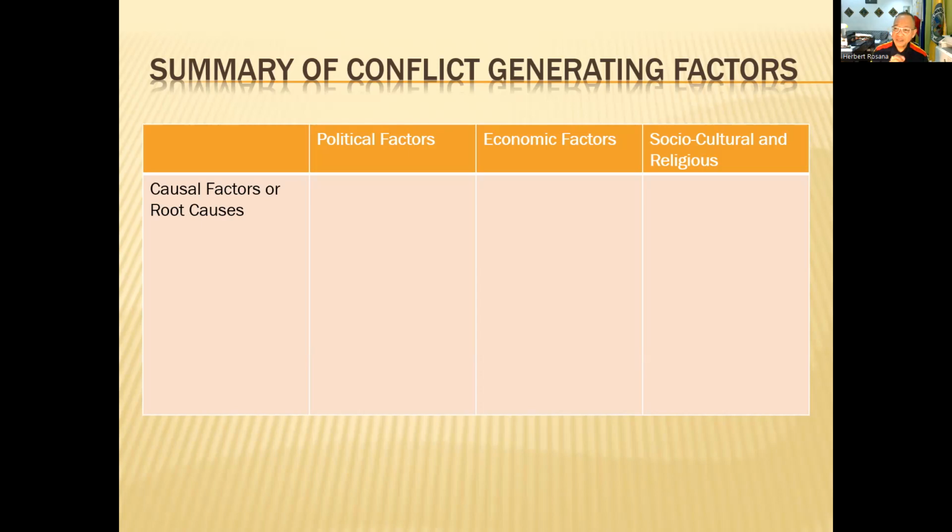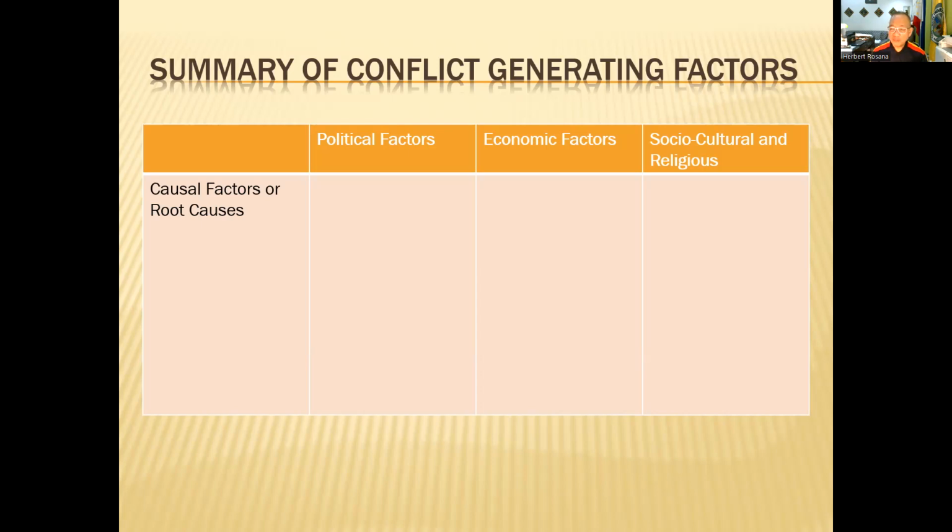So i-identify mo na doon yung root causes ng conflict. Ano ba yung pinag-uugatan? Poverty, discrimination, ano pa? So kailangan pag-aralan mo ang conflict. Aalamin mo ano ba ang mga pinag-uugatan nito. So in other words, pag nalaman mo na yung ugat o kaya pinagmumulan ng conflict na yon, i-analyze mo na siya on the 3-factor level.